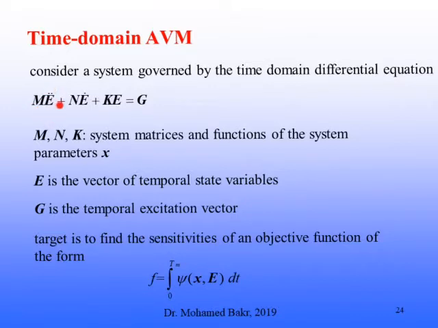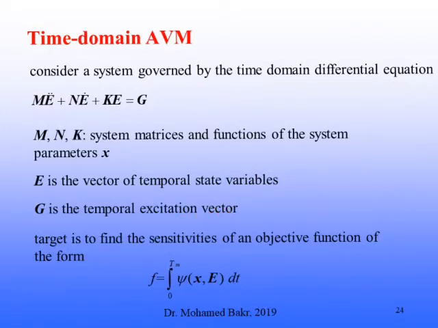Let's say that the dimension of the vector E is m, while the number of parameters we have, x, is n parameters. So x has cardinality n, it has n parameters, while these matrices are m by m, where m is the number of state variables E that we have. Once we know these state variables at every time, then we know the response. In general, G is the vector of excitation. Again, this is a time domain vector. It's a temporal excitation vector.